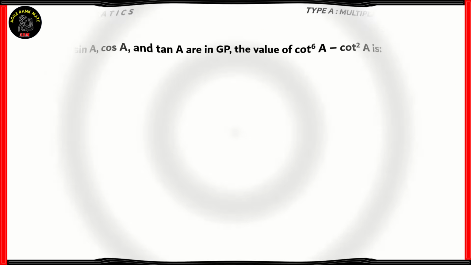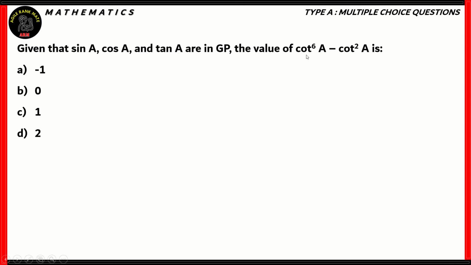So therefore the value of cot raised to 6A minus cot squared A when sin A, cos A, and tan A are in a geometric progression is option C, 1. So 1 turns out to be the right option. The other options are incorrect because either they're numerically incorrect or they have the wrong sign.